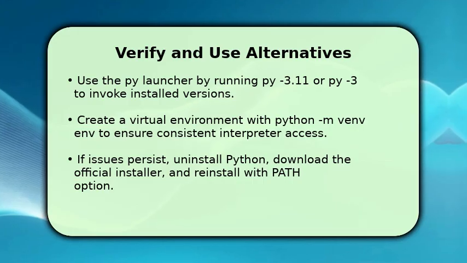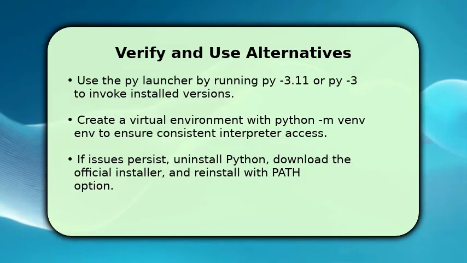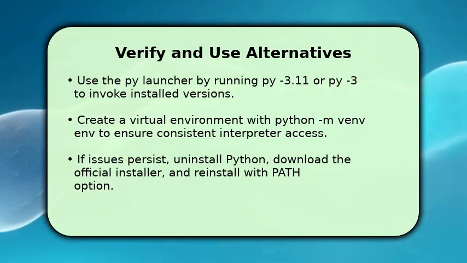Create a virtual environment with python -m venv to ensure consistent interpreter access for projects. Activate the environment and use Python inside it to verify behavior. If issues persist, uninstall Python, download the official installer, and reinstall with the Add Python to PATH option enabled.